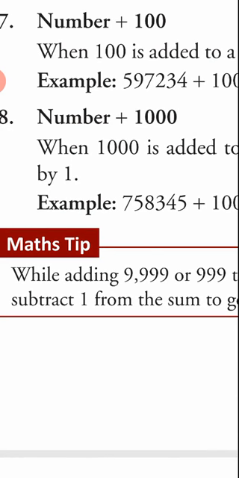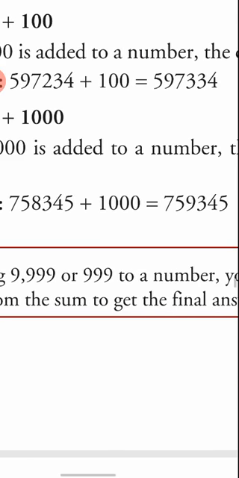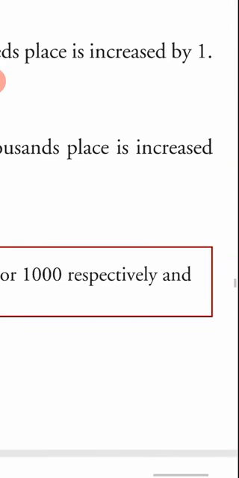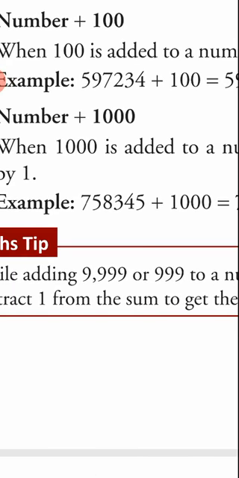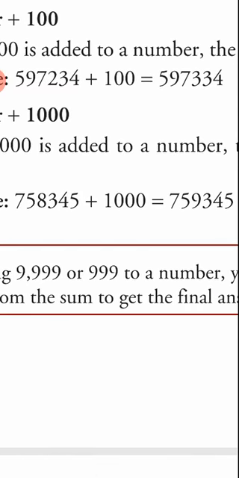Come to the next property now, and that is number plus 100. In the previous property we learned that we are adding 10 to the number. Now in this property we will learn that we are adding 100 to the number. When 100 is added to a number, the digit in the hundreds place is increased by 1. If we were adding 10, the digit at the tens place would change, and if we add 100 to a number, then the digit at the hundreds place will be increased by 1. Here we have a number and we just have to add 1 on the hundreds place. Here on the hundreds place we have 2. So our answer will be 597,334.